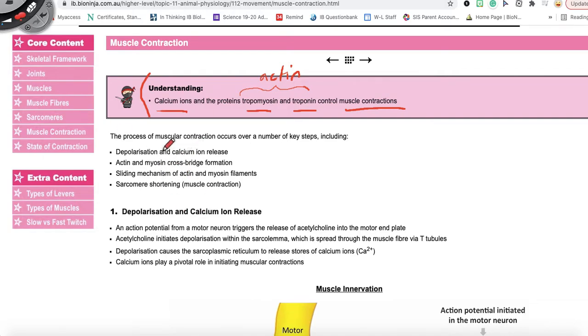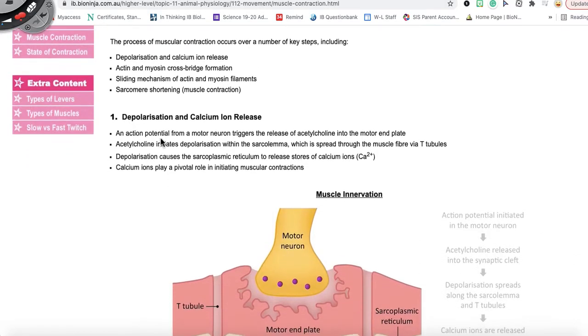So the whole process of muscle contraction occurs over four main key steps. The first one is depolarization and calcium ion release. The second one is actin and myosin cross bridge formation. The third one is the sliding mechanism, also known as the theory of sliding mechanism of actin and myosin filaments. And the fourth is the sarcomere shortening, which is what involves the muscle contraction. So we're going to start with the first step, which is the depolarization and calcium ion release.